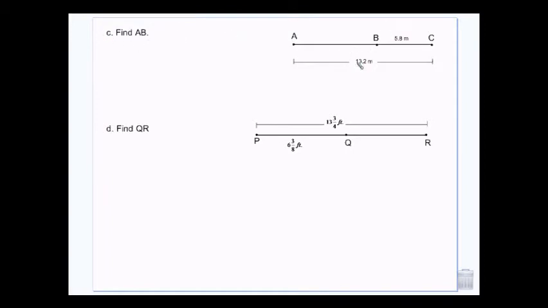So AC is 13.2, BC is 5.8. I want to find AB. So I'm going to do 13.2 minus 5.8. Borrow that. And 12 minus 8 is 4. And 12 minus 5 is 7. So this is 7.4 centimeters.